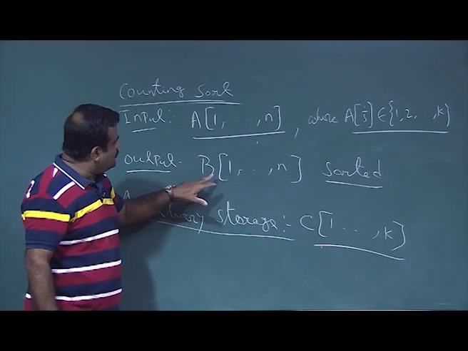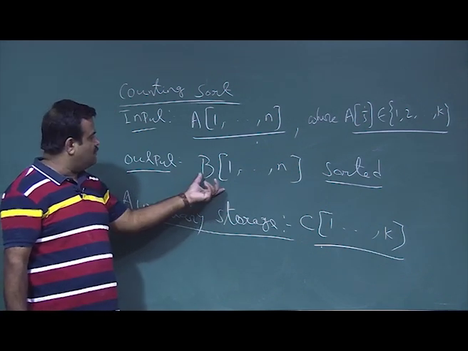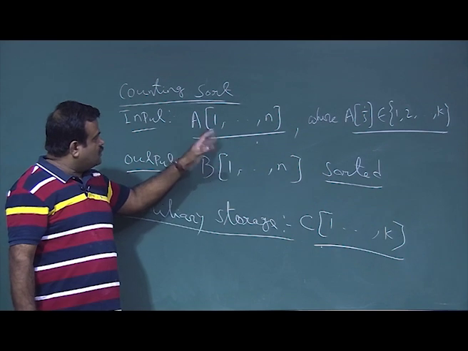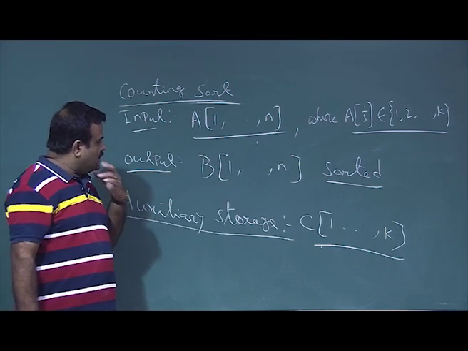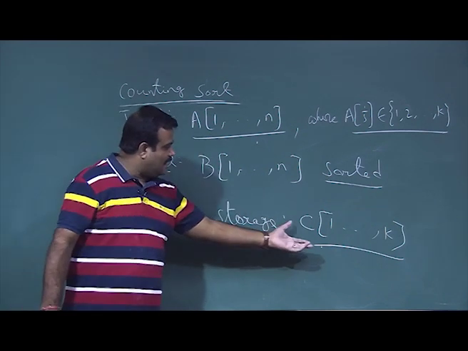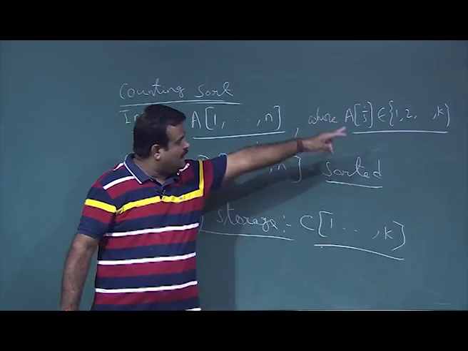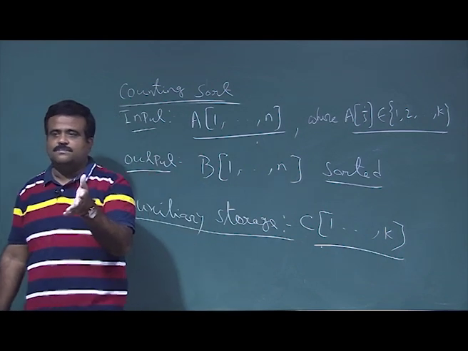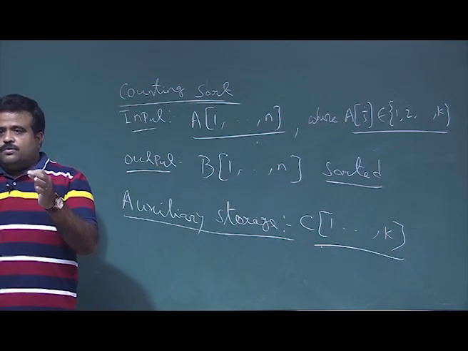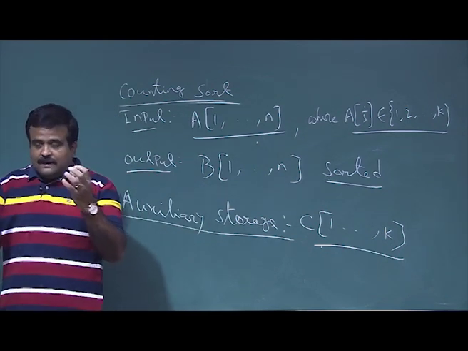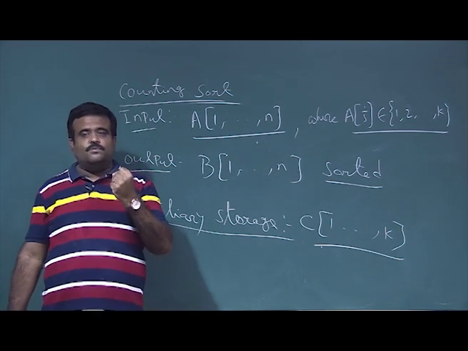Basically, we are going to sort these numbers into the B array, which is also of size n, but with the help of another array, the auxiliary array C, whose range is from 1 to k, and k is the maximum value the input can take. Not the size, the value the input can take.